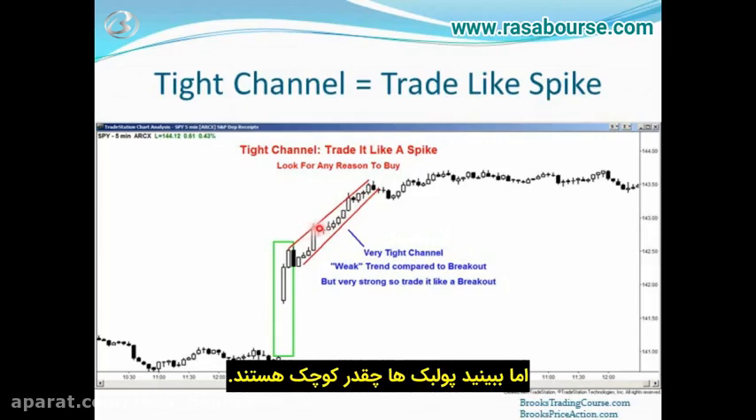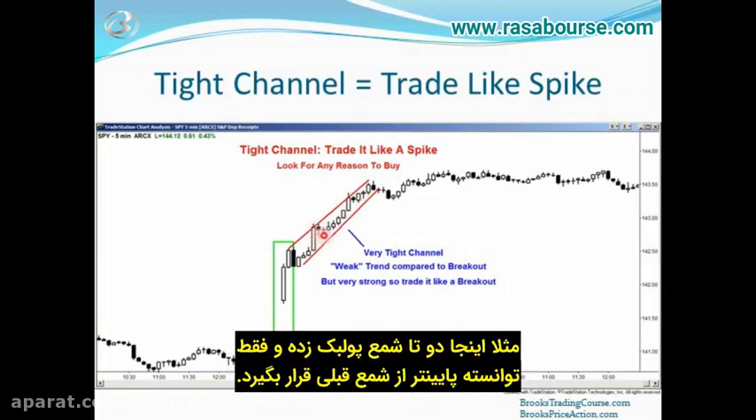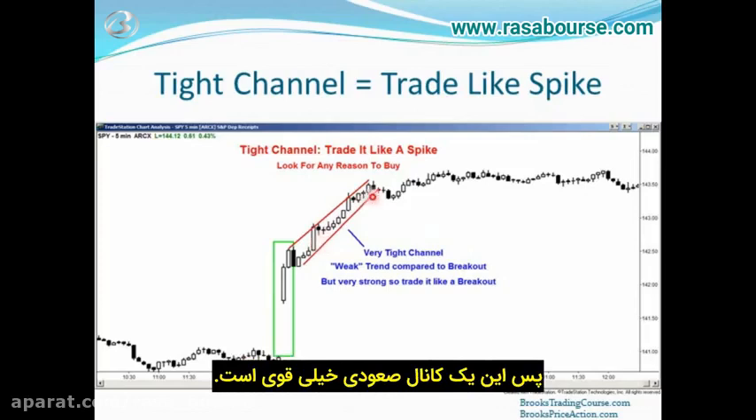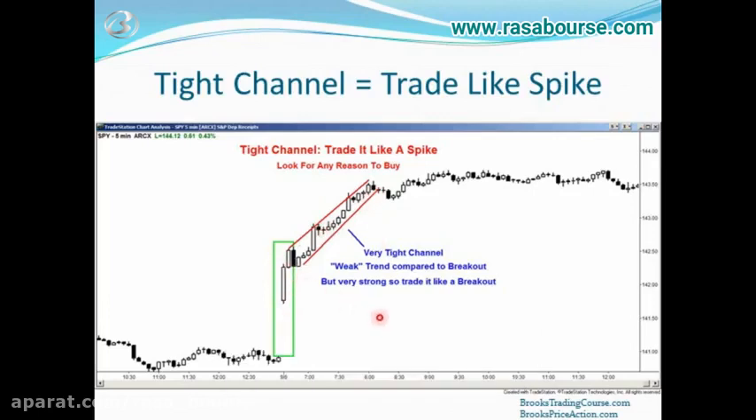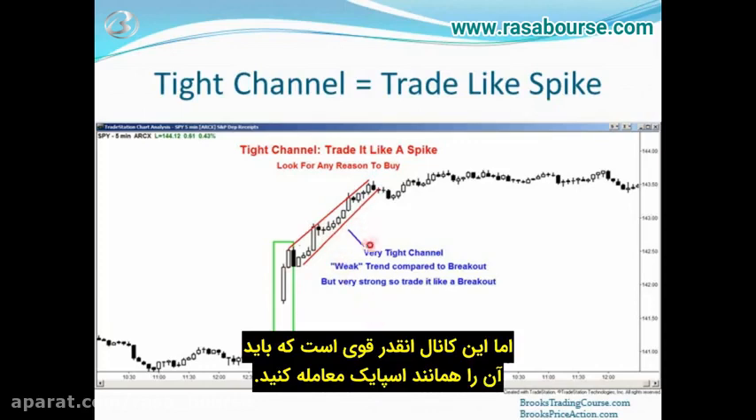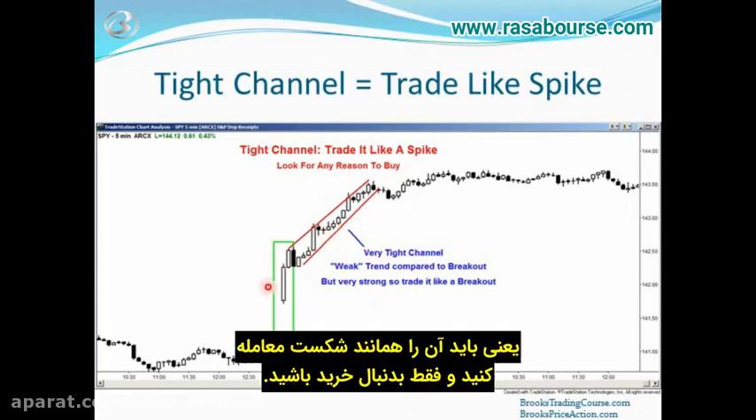But look how small the pullbacks are, one or two bars, and they don't even fall below the prior bar. So this is an extremely strong bull channel. It's a very tight channel. However, it's relatively weak compared to the spike phase. But it's so strong that you should only trade it like a spike, like a breakout, and only look to buy.